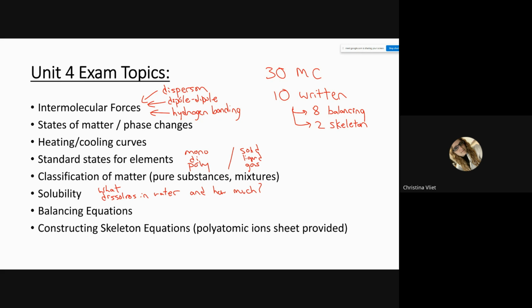So here's the assignment. If you get confused with anything, please let me know. I'm here to help. And then also I'm here to help after school today.